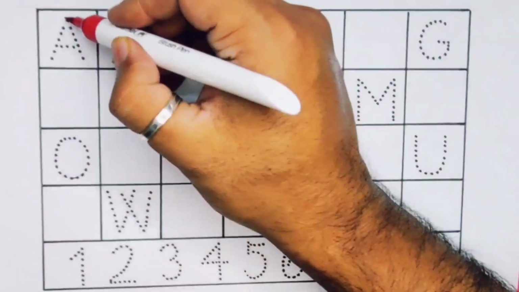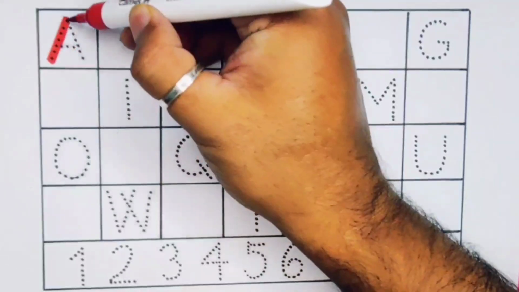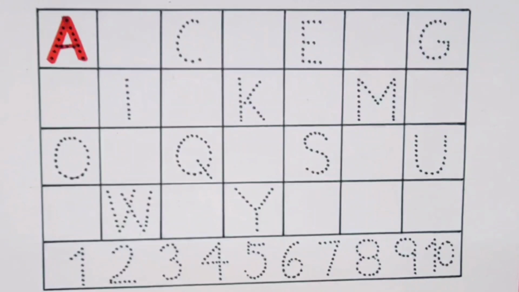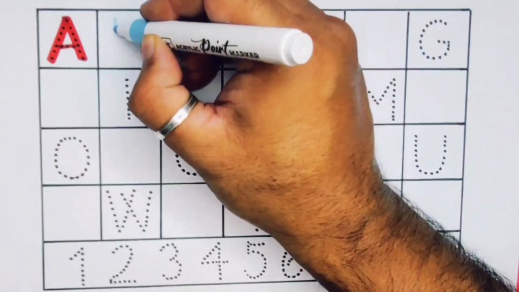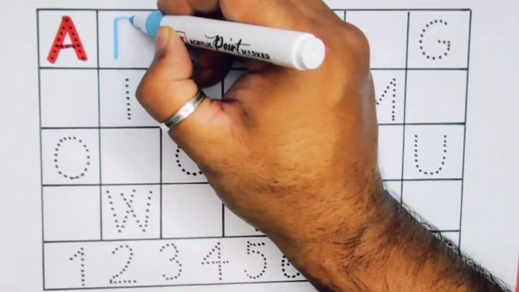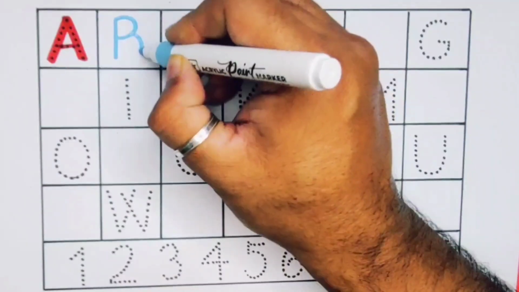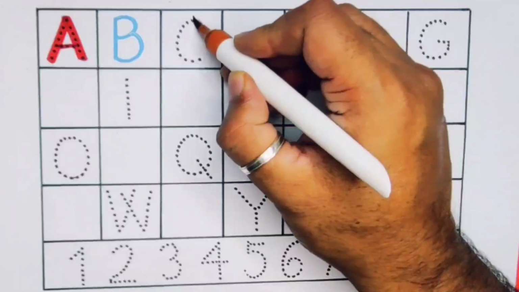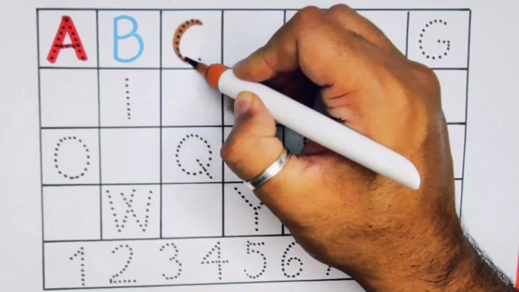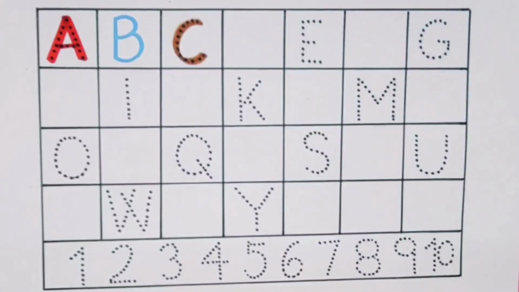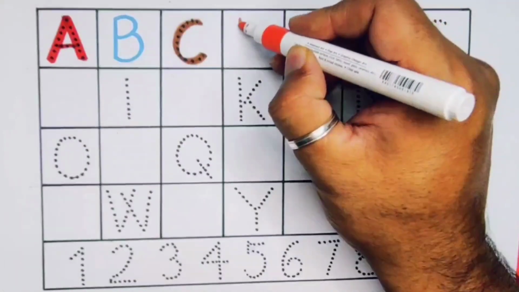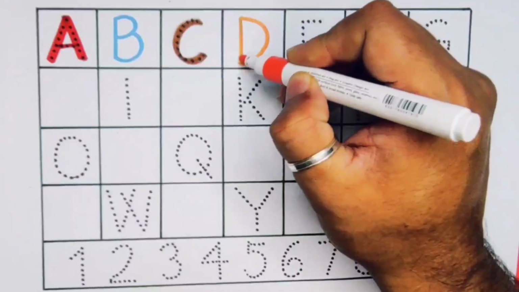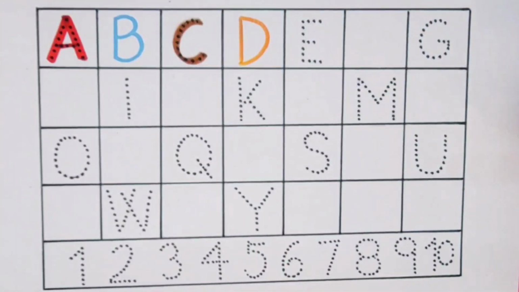First, A for aeroplane. A for aeroplane. Next, B for butterfly. B for butterfly. Next, C for car. C for car. Next, D for dolphin. D for dolphin.